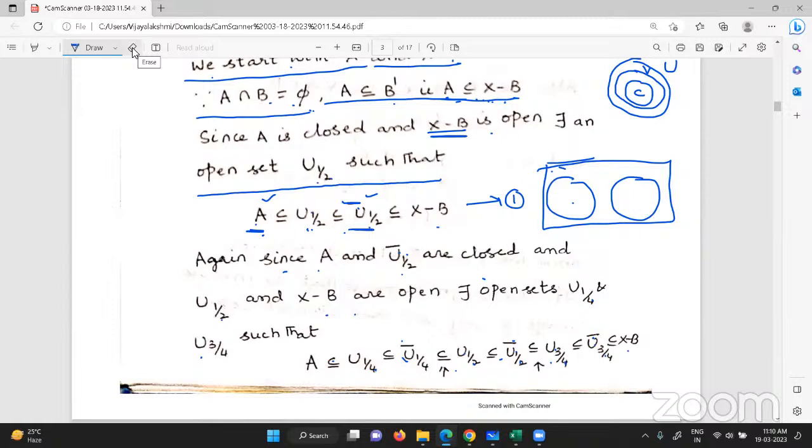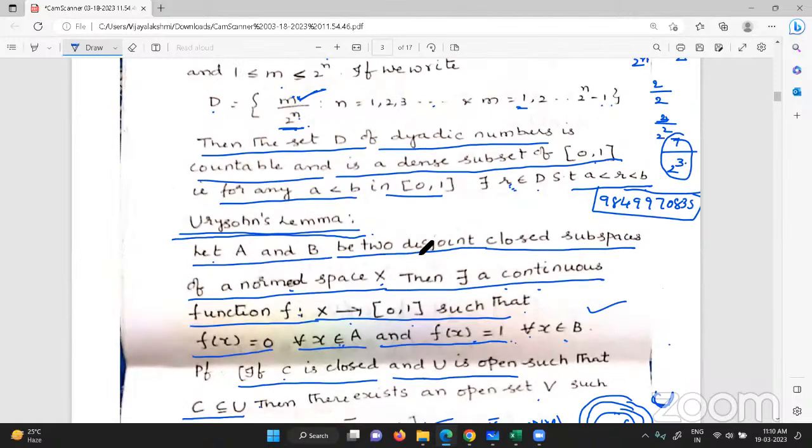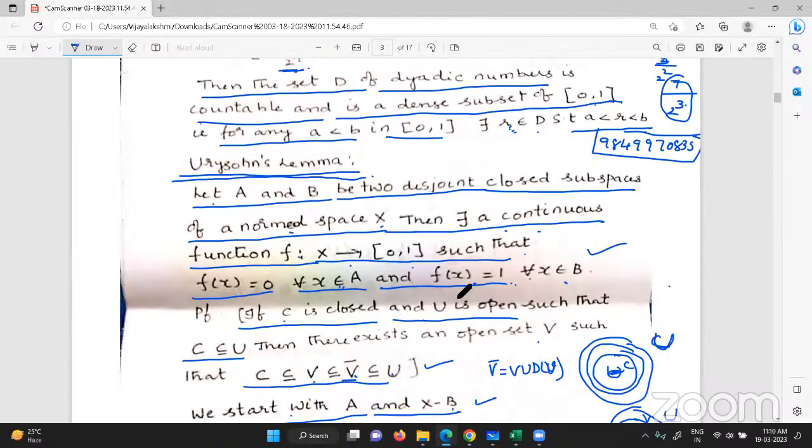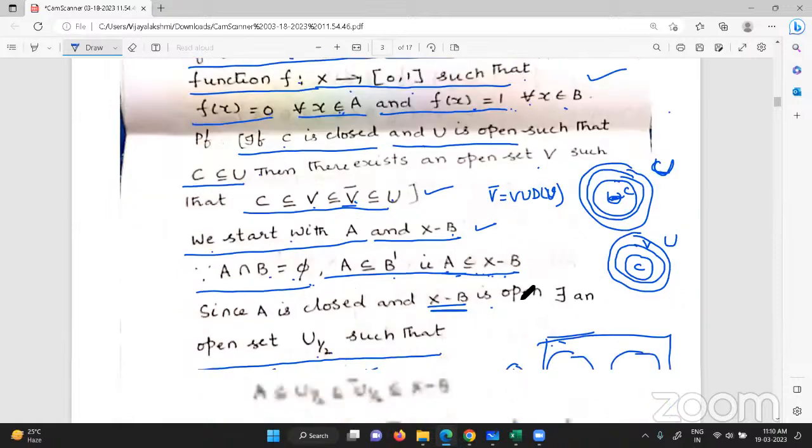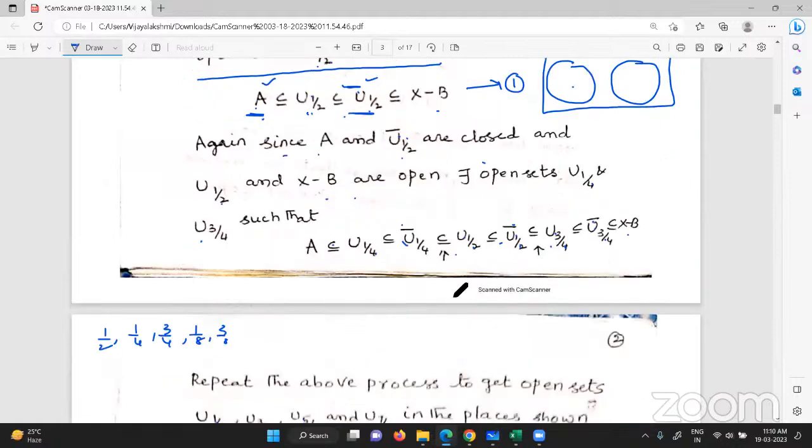A and B are two closed sets. So B is closed means X minus B is open. Whenever there is a closed set and an open set, there are two sets, V and V bar. This is the concept I am using here. Whenever C is closed, U is open and C is a subset of U, then there exists open set V such that C is a subset of V, subset of V bar, which is a subset of U. So I am taking with the help of dyadic numbers.